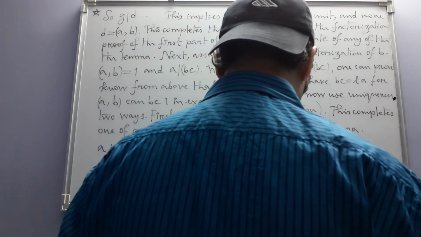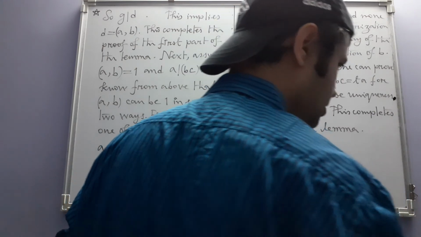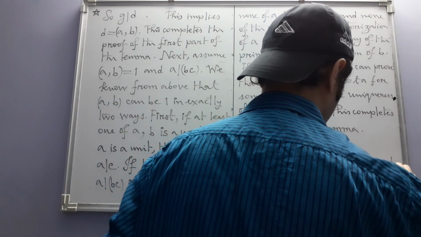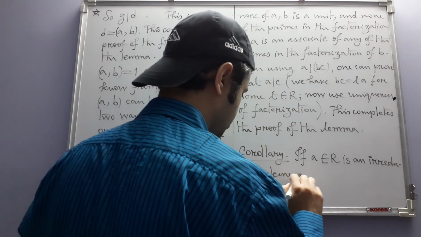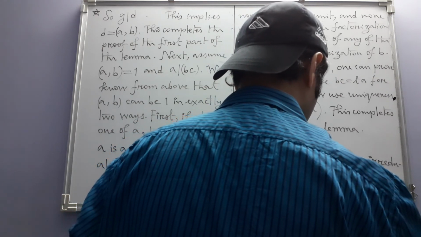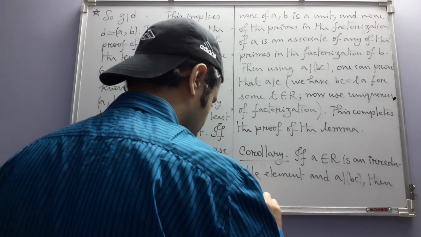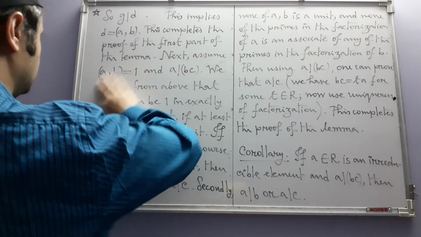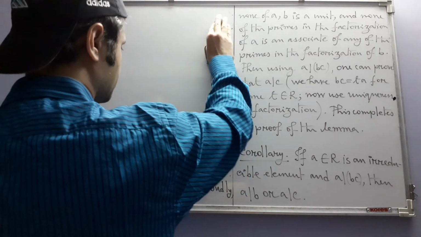The corollary is simply this: if A belonging to R, where R of course is a unique factorization domain, is an irreducible element and A divides BC, then A divides B or A divides C. Now we are going to prove this, and that will end the solution. I mean, it will complete the solution.